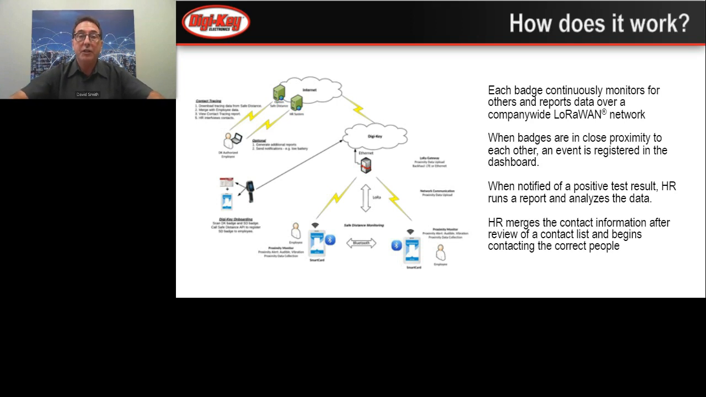Each badge does this independently, so that if badge A comes close to badge B, badge A will report it to the cloud. Badge B will also report up to the cloud that it was too close to badge A. If an employee reports a positive COVID-19 test, the HR department can simply go into their platform and pull out what we call a contact tracing report that shows these proximity events, the dates, the times, the durations, and the HR department can know exactly who they would need to contact to keep everyone safe and healthy, having the right people quarantine and others who don't need to not have to quarantine.